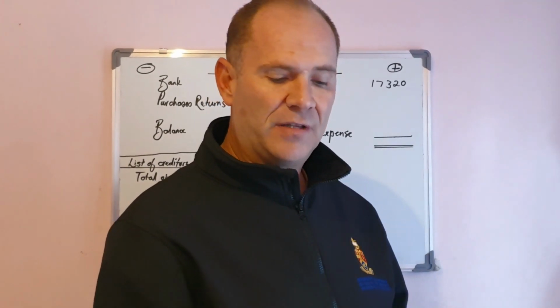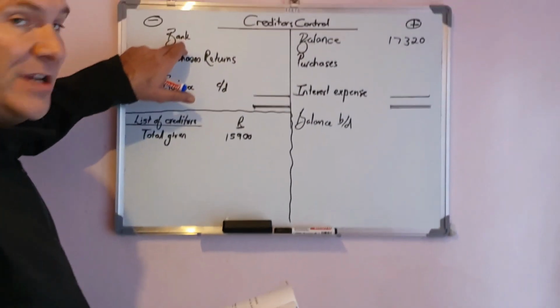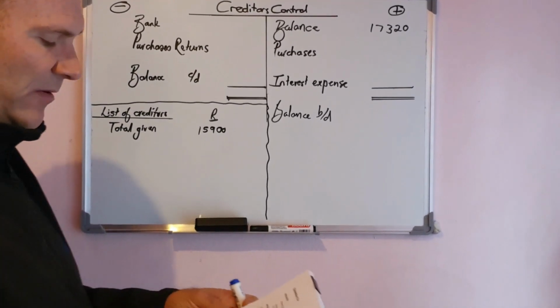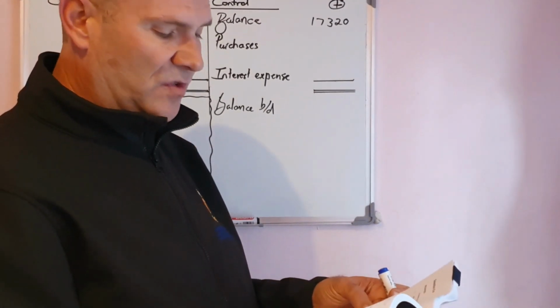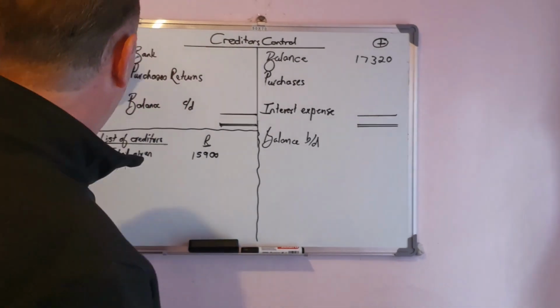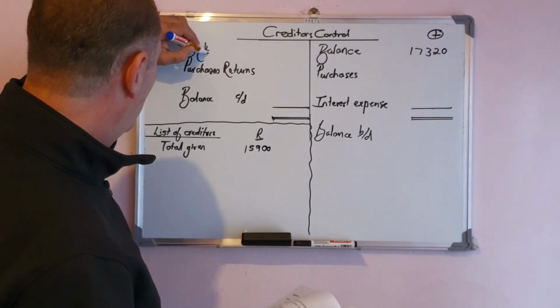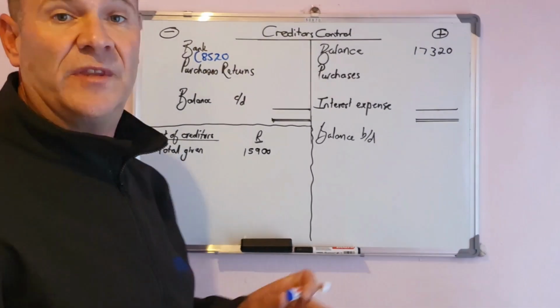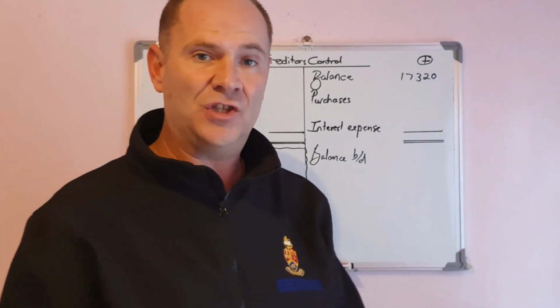Payments to creditors basically mean reducing the liability that we have, and they have said that we have paid our creditors in terms of payments to creditors 8,520 Rand. We write this in brackets, 8,520 Rand, because there might be other transactions that we still need to add on.